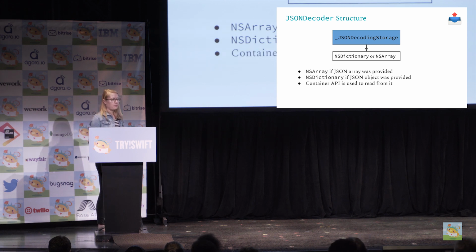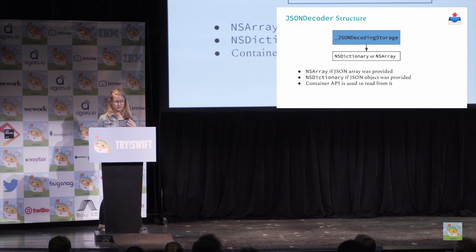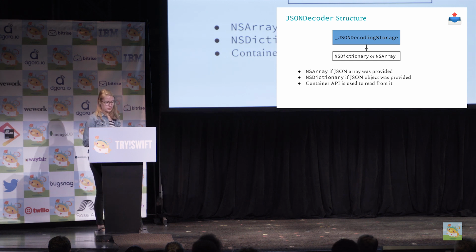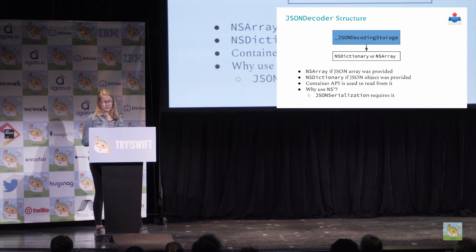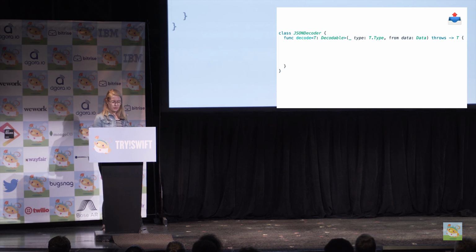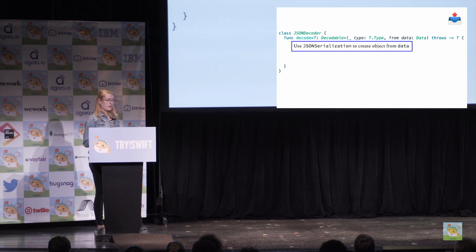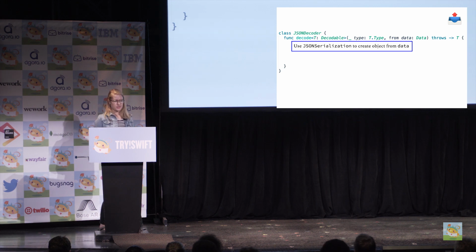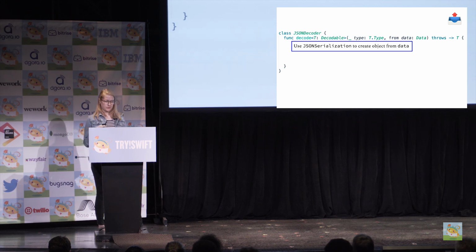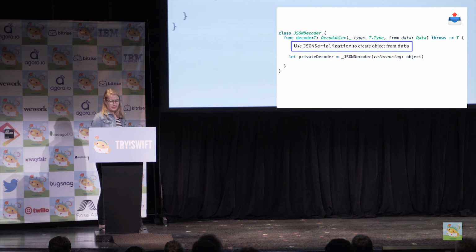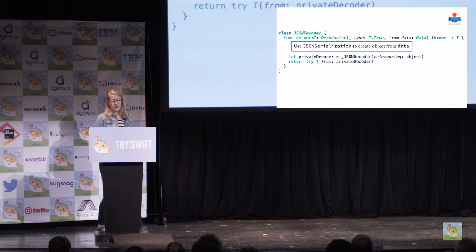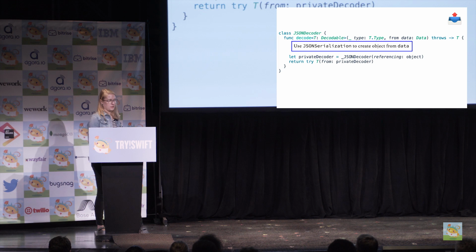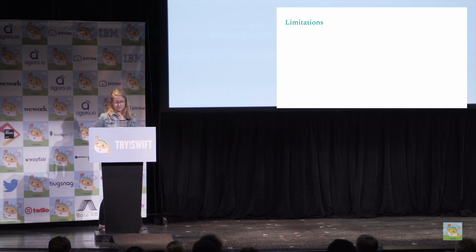And this time, the container API is allowing us to read values out of this type rather than put values into it. And we're using NS for the same reasons, because that's what JSONSerialization knows how to work with. So when you call decode on a JSONDecoder, for example, the first thing that's going to happen is JSONSerialization is going to create this NSDictionary or NSArray from the data you provided. And then a private decoder, which uses that object as its backing data, is going to be created. And then that private decoder will be passed to your type's initializer from the Decodable protocol.